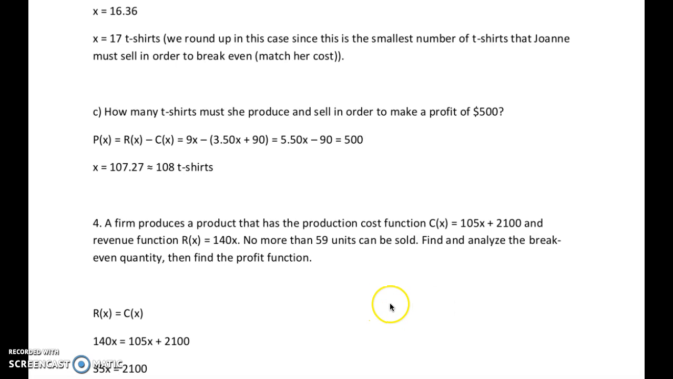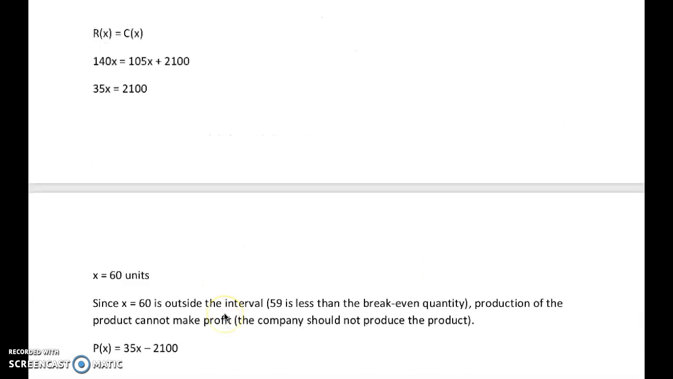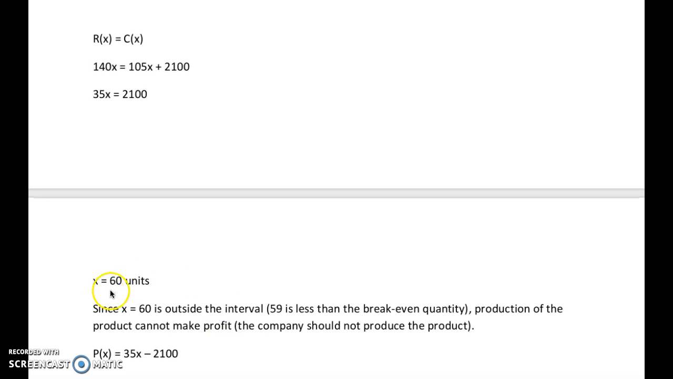All right, so this is a slightly different question. First of all, we want to find our break-even point. So we want to set our cost function, which is given, and our revenue function that's given, equal to each other. All right, and we end up with 60 units being sold. So this is our break-even point.